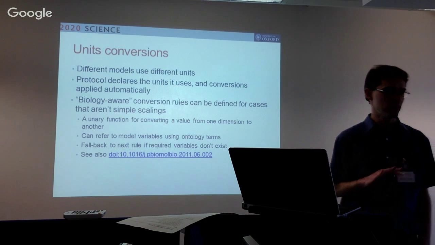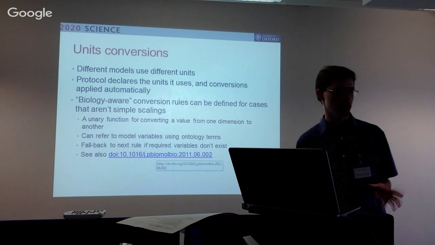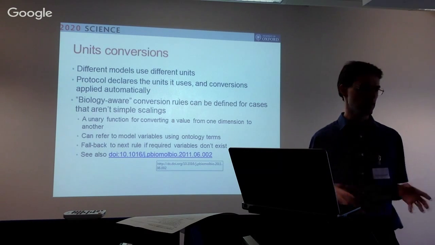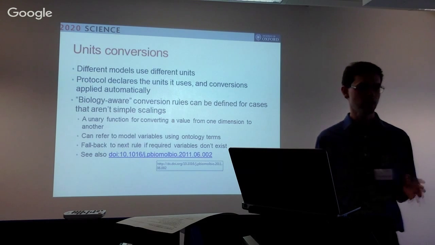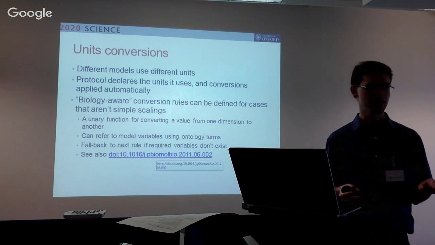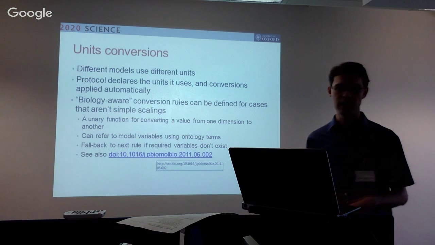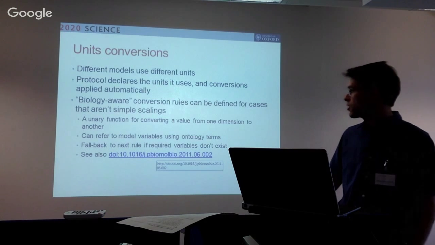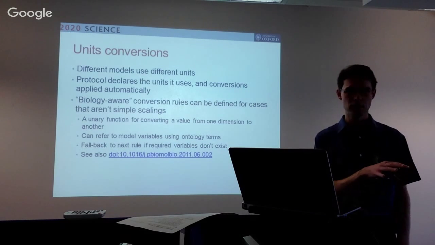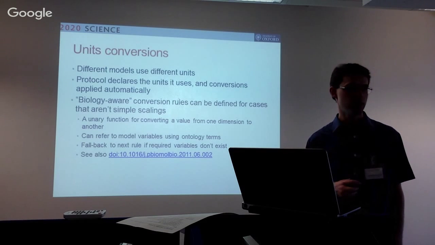And where you don't have a simple scaling, you can actually define in your protocol biology-aware conversion rules. So you can say, if I've got a current in amps and I want my current normalized by capacitance, what I need to do is divide by the cell capacitance as given in the model, and then I've got something that's in the right dimensions and I can scale it. So within a protocol, you can define those kinds of rules that say, if I've got something in this dimension, I want to get something in this dimension, this is the rule for converting those values.